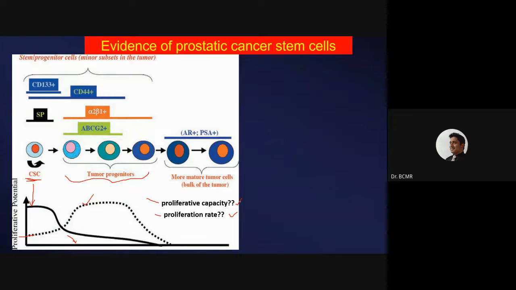The difference between these two I discussed yesterday. Proliferative capacity is the number of times a cell can divide. Proliferation rate is the number of times it can divide per unit time. So proliferative capacity is indicative of stemness. The tumor progenitors, like the transit amplifying cells, divide much more rapidly. Eventually they will differentiate, live for a while, and die. This is the traditional or general cancer stem cell model.